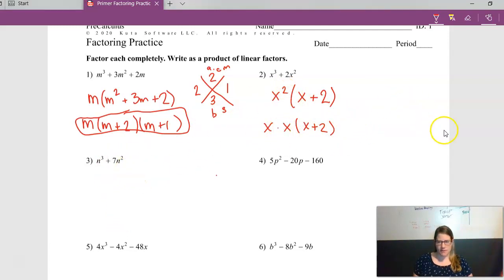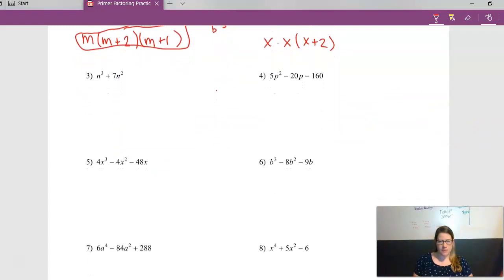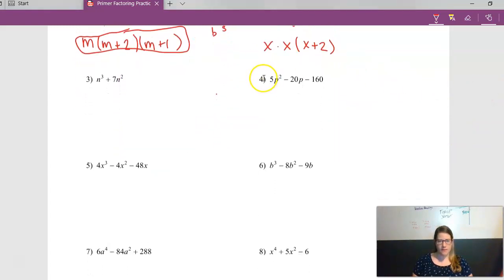So 3 is going to be very similar to 2. I'm just going to go through and do some different examples. On number 4, it looks like we have a common factor of 5. So pull that 5 out front first. It would be p squared minus 4p minus 32 times. All right, so now we're looking just at what's in the parentheses.